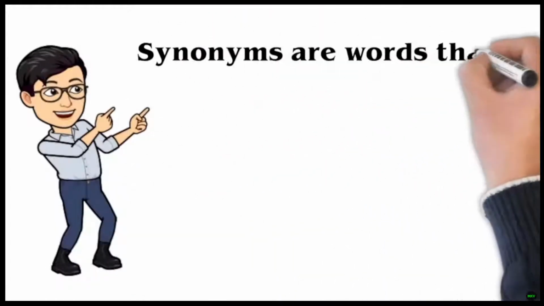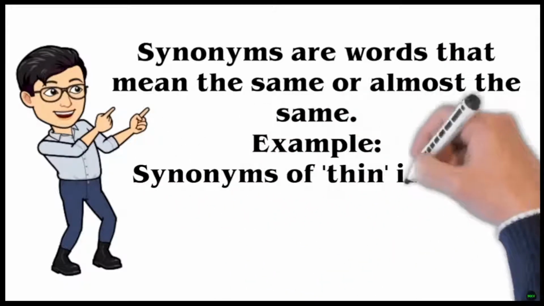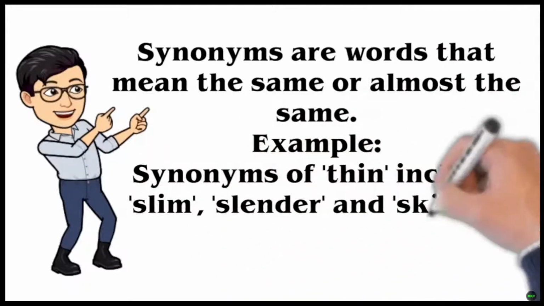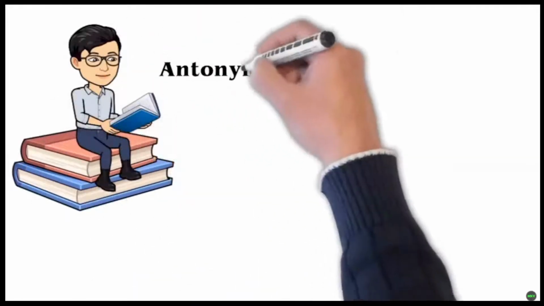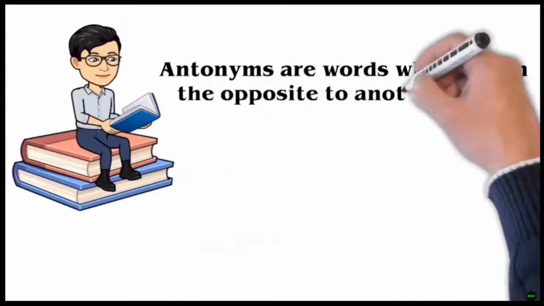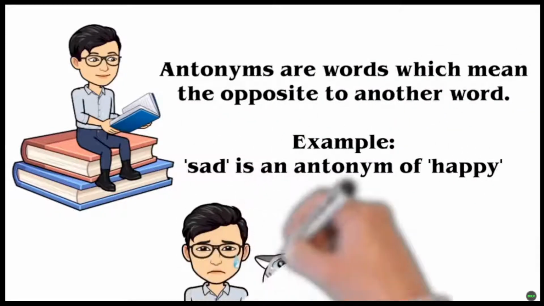Today's lesson, Unit 2, at school, synonyms and antonyms. Synonyms are words that mean the same or almost the same. Example, synonyms of thin include slim, slender, and skinny. Antonyms are words which mean the opposite to another word. Example, sad is an antonym of happy.